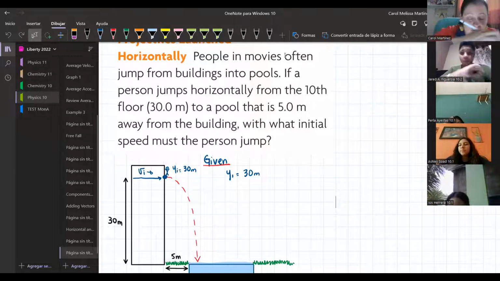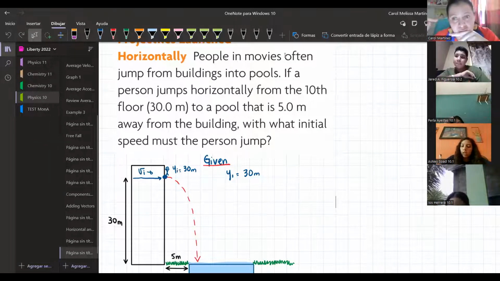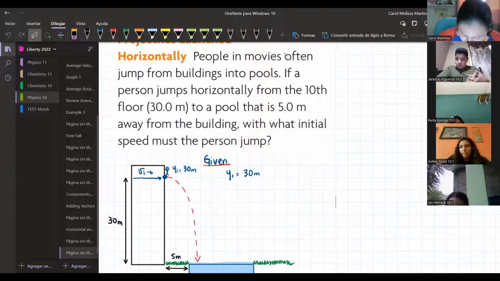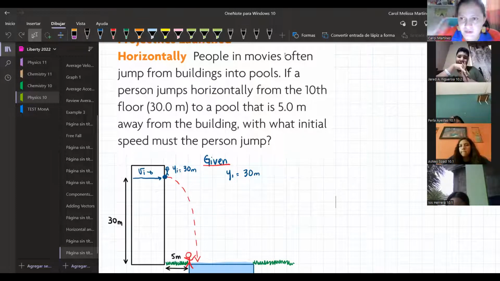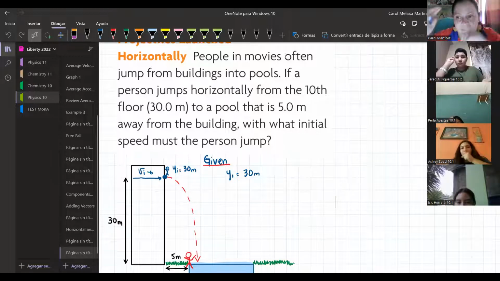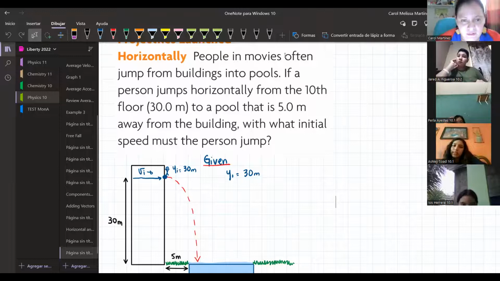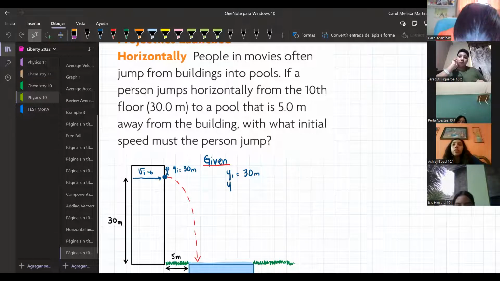Now, what is going to be the final position of this person? Whether the person gets into the pool or outside the pool, the idea is that the final position will be at 0, okay? Right at the ground, at ground level. It's gonna be the vertical position 0, okay? So you want this person to jump to the pool. So the final position is going to be 0 meters.